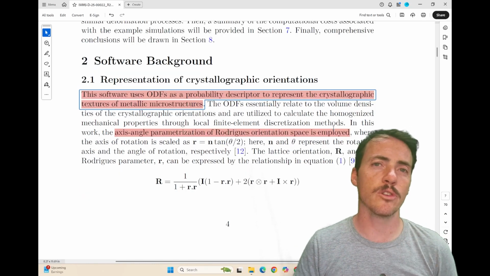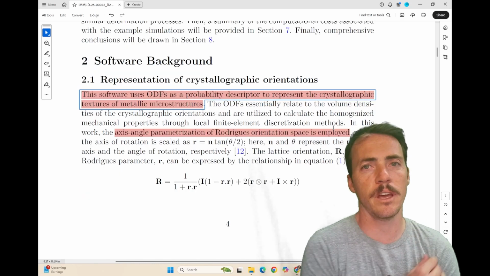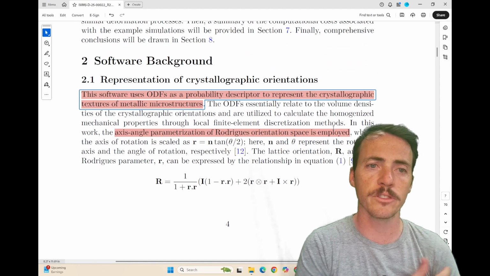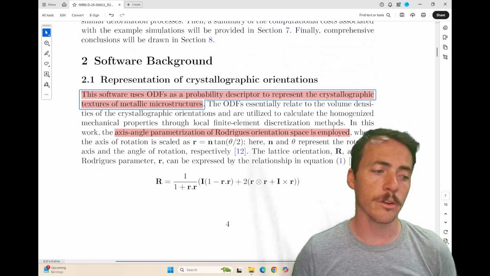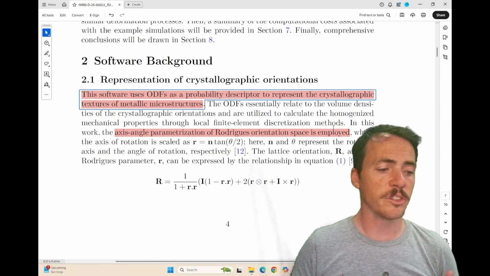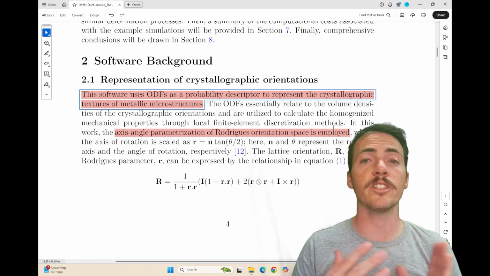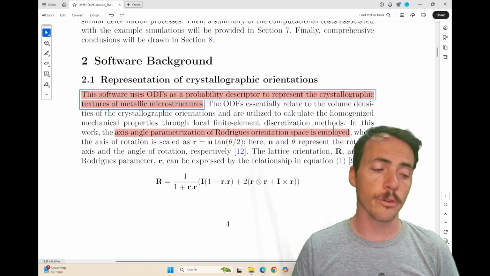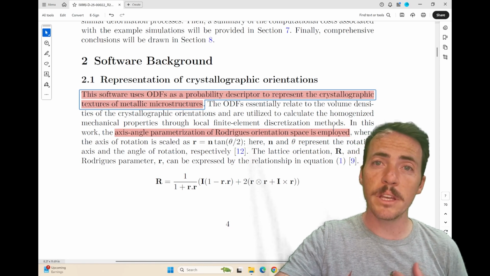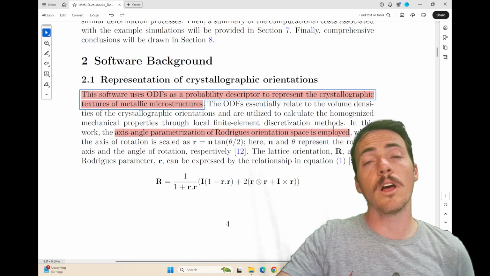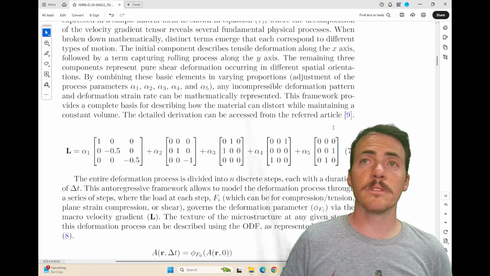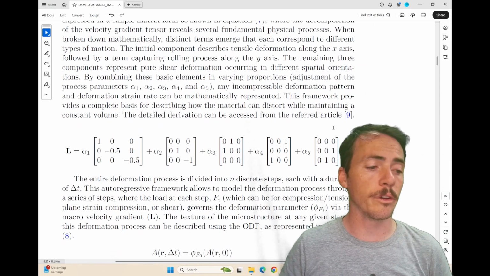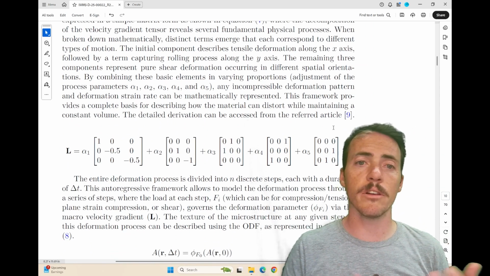When you get into the actual methodology, there are a couple key assumptions and approaches that they rely on. First is the ODF, obviously, that they're using, and the Rodrigues vectors. Another is that they're assuming Taylor's hypothesis, which is essentially saying that there's a uniform velocity gradient across all your grains. They also use lattice spin as the reorientation velocity driver under applied deformation. And the approach is able to model a variety of different mechanical loading from, say, tension, shear, and even rolling.